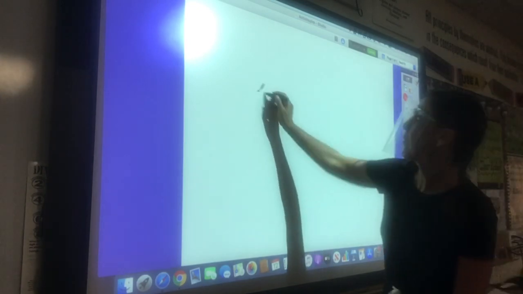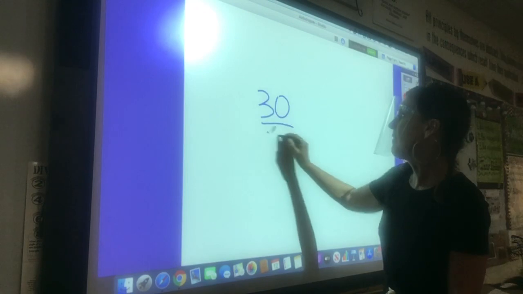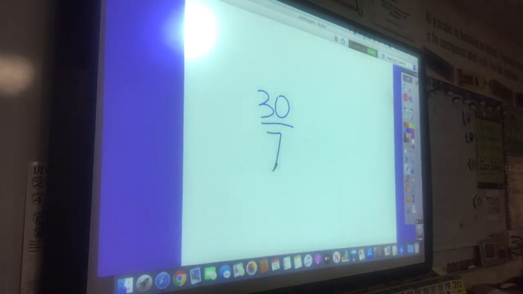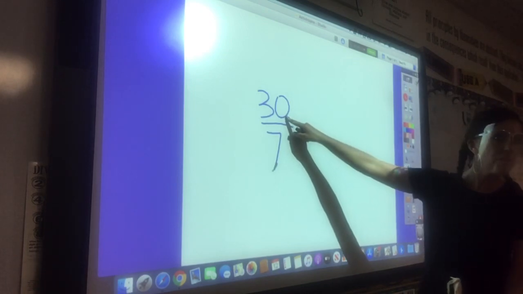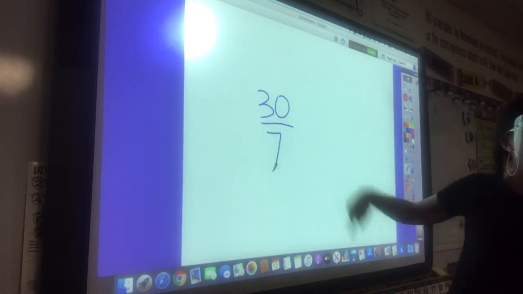Okay, so let's do 37 over 7... 37 sevenths. Remember, the first thing we want to do is think about what's the closest thing to 30 that 7 goes into evenly, and it's got to be under 30. We can't go over. Giancarlo? 6. The number closest to 30 that 7 goes into evenly.